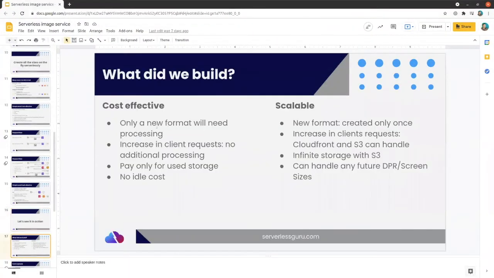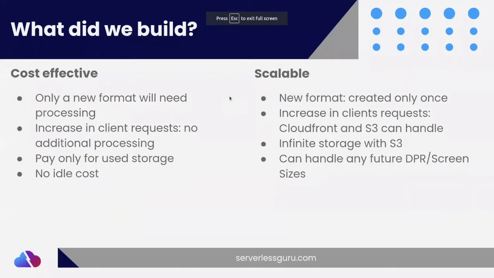Okay, so what did we build here? It's only new formats that need to be processed. So if we have now an increase in client requests, so suddenly we have a post or an article that becomes viral and we increase the amount of clients that come see this page, we don't need any additional processing. Our CDN or even S3 will just eat the load without any issues.